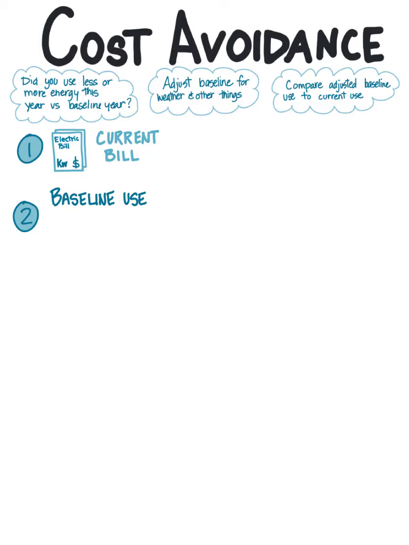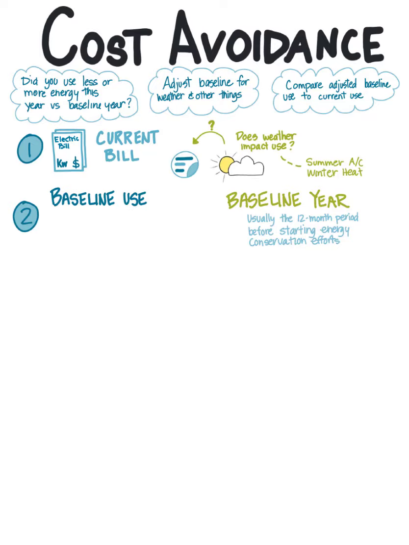The baseline period is typically the 12-month period before starting your energy project. Next, we determine if the meter is weather-sensitive. If you look at the use, does it change with the weather? For example, is the use of a natural gas meter higher with colder temperatures?